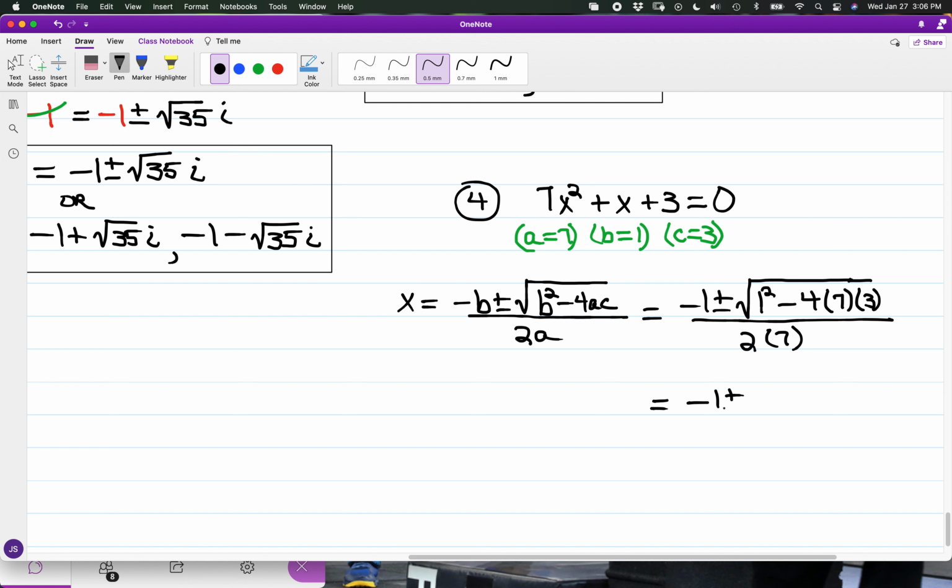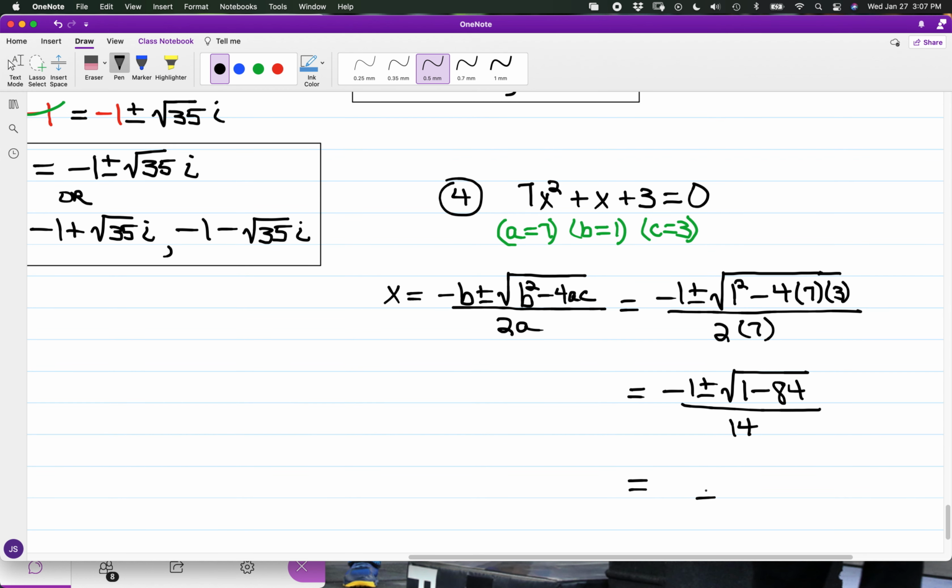And in the follow through, you have negative 1 plus or minus the square root. Now you've got 1 squared is 1. Negative 4 times 7 is negative 28. Negative 28 times 3 is negative 84. And we have all over 14.